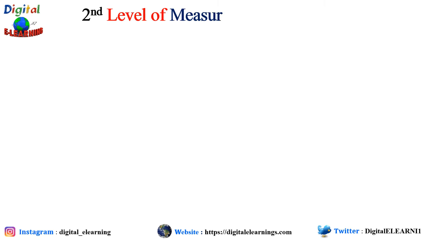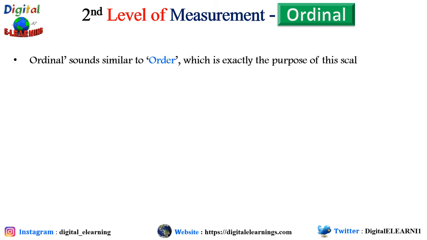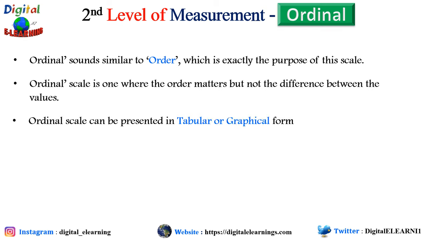The second level of measurement is the ordinal scale. Ordinal sounds similar to order, which follows a natural order, which is exactly the purpose of this scale, due to which there is no fixed start or true zero. Ordinal scale is one where the order definitely matters, but not the difference between the values. Ordinal scale can be presented in a tabular or graphical form. It is exactly like the nominal scale, but with specific orders.